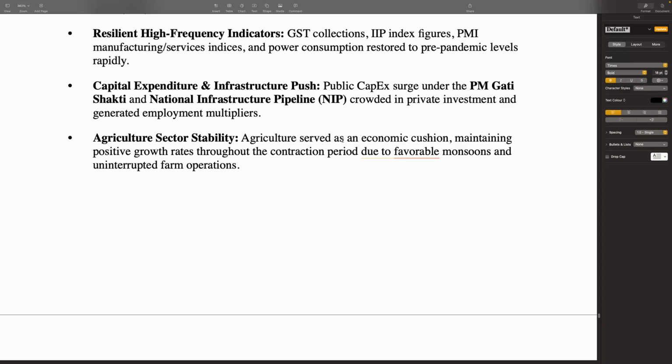Agriculture sector stability. Agriculture served as an economic cushion, maintaining positive growth rates throughout the contraction period due to favorable monsoon and uninterrupted farm operations.